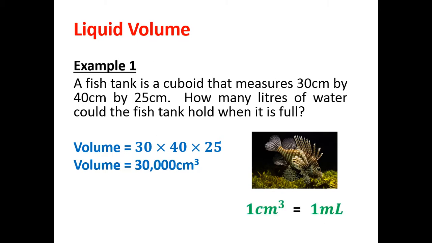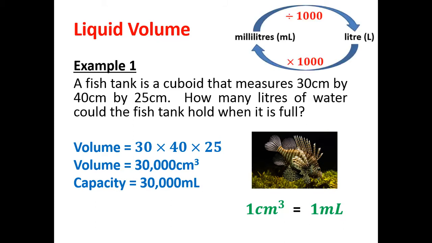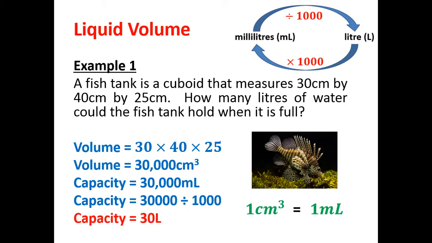Now we remember that 1 centimetre cubed is equivalent to 1 millilitre of liquid. So if it has a volume of 30,000 centimetres cubed, it has a capacity of 30,000 millilitres. Finally, let's remember how to change millilitres into litres. To change millilitres into litres, we divide by 1,000. So 30,000 divided by 1,000 gives a capacity of 30 litres. The fish tank can hold 30 litres of water.